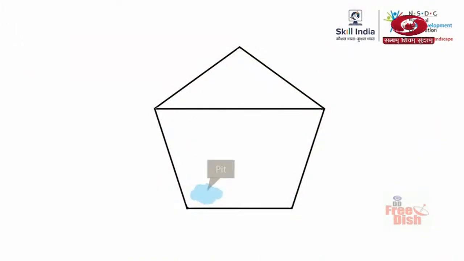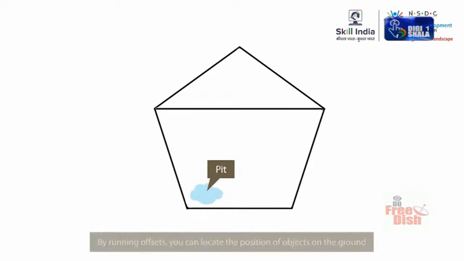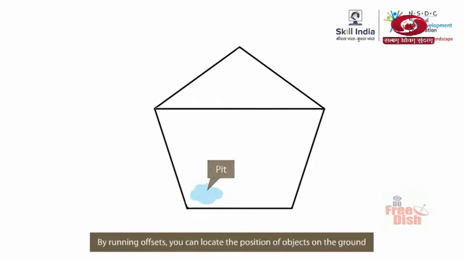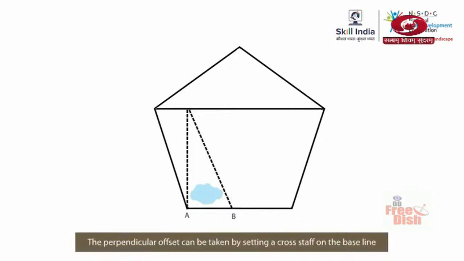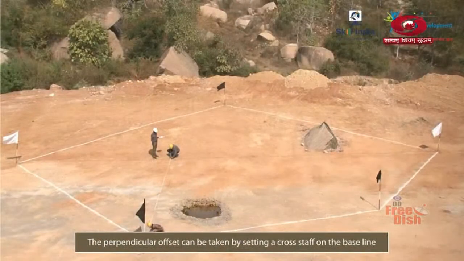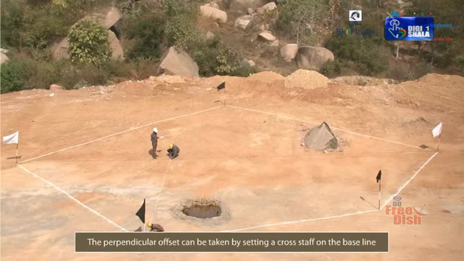Suppose you have the plan of an area and have to locate a feature on the ground marked by it, such as this pit. By running offsets at the opposite ends of the pit, points A and B, you can locate the pit on the ground and check whether its position is correctly shown on the map. The perpendicular offset to A can be taken at A by setting a cross staff at the baseline directly opposite it, and then running a chain or tape to it.